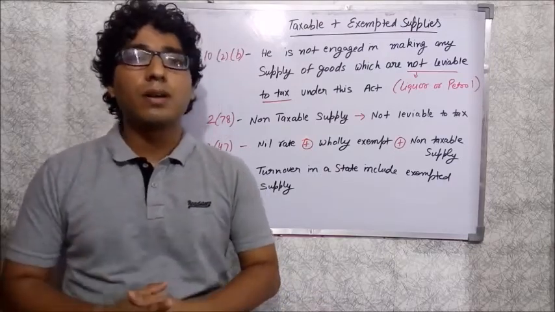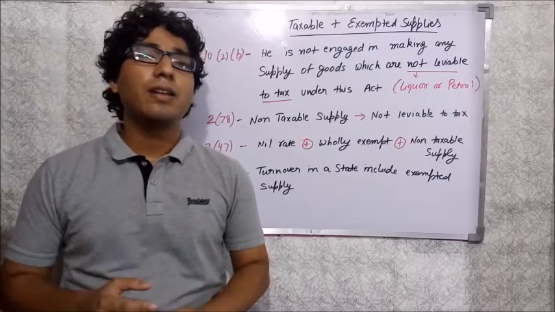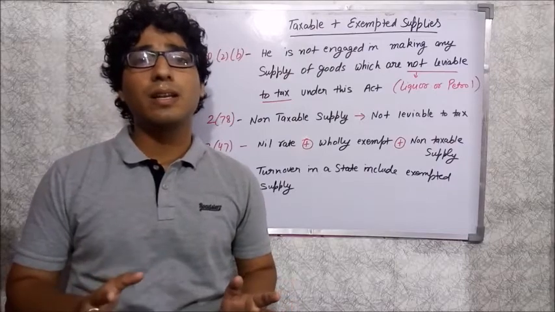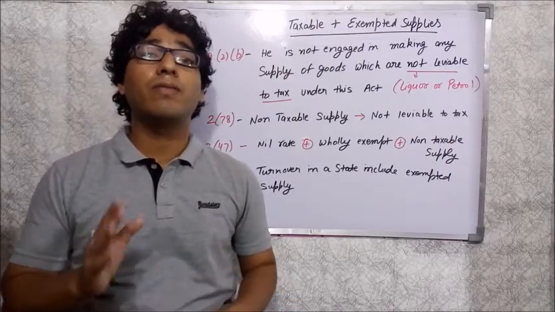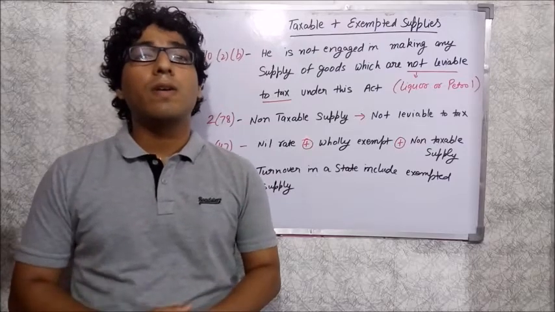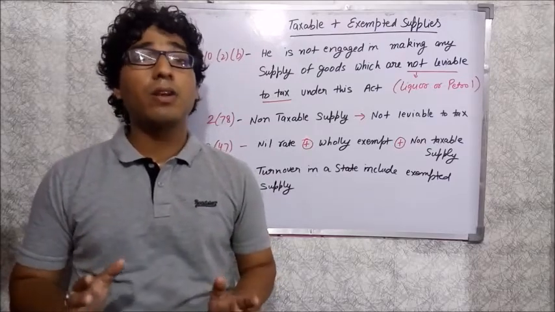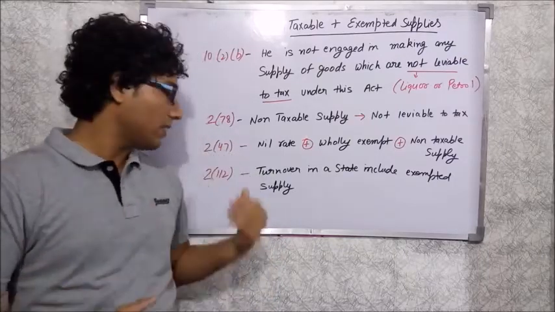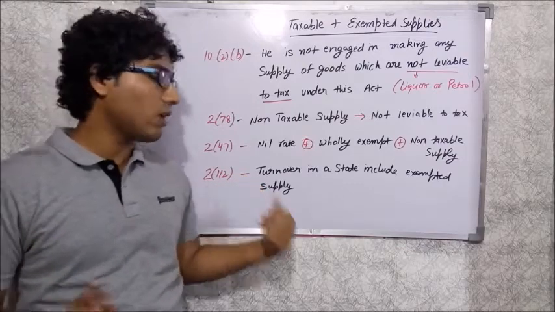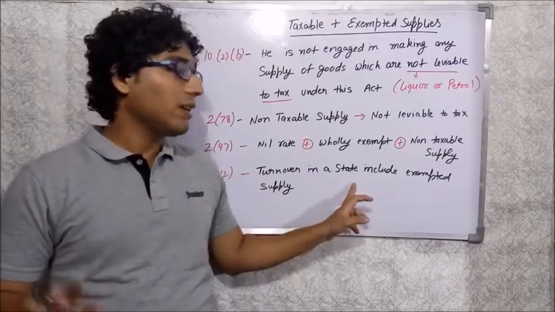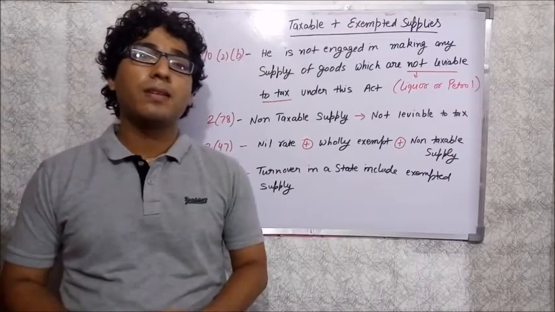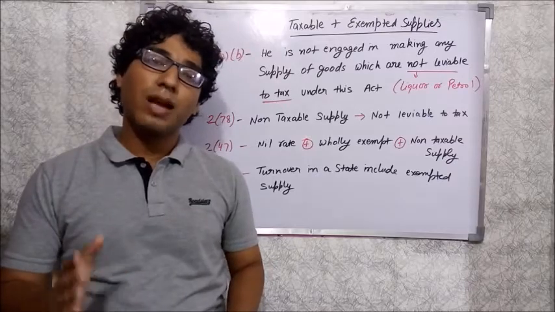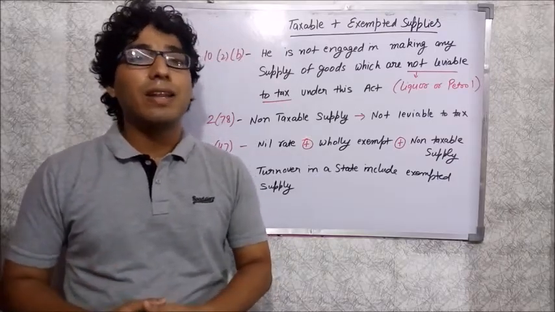But one more question. In section 10 subsection 1 it is written that the person who wants to opt for the scheme has to pay tax at the rate of 0.5%, 1% or 2.5%, or effectively 1%, 2% or 5% of the turnover in a state. So what is the meaning of turnover in a state? Turnover in a state is defined under section 2 subsection 112, and turnover in a state includes the exempted supplies. So it means that you have to add the exempted supply also for calculating the turnover in a state.